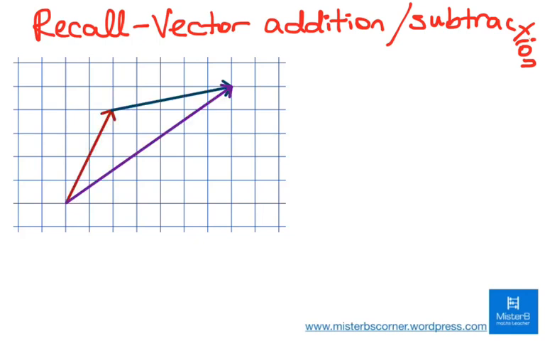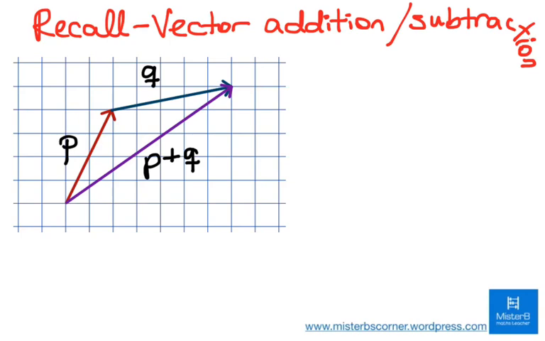In vector addition, if this is the vector P and this is the vector Q, we write the resultant vector as the addition, placing the vectors P and Q tail to end, like P plus Q, right?